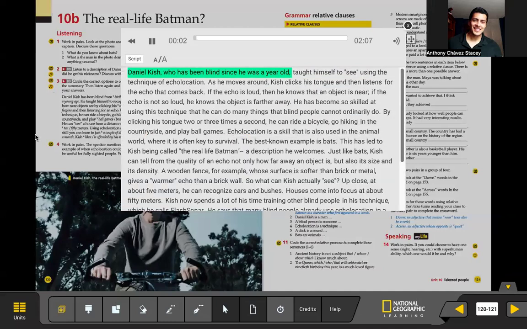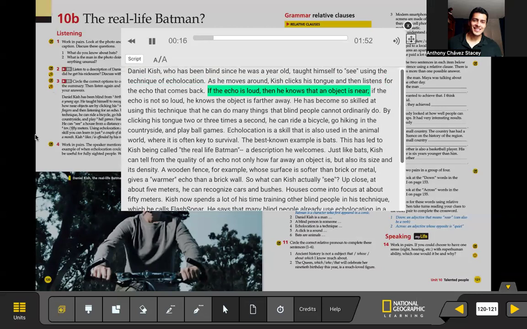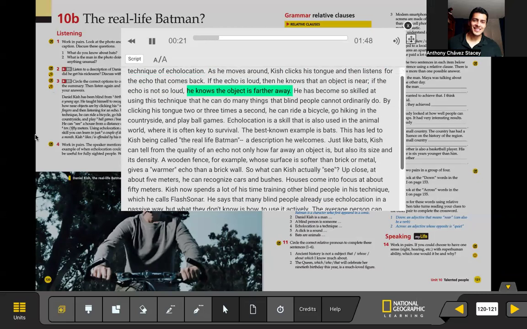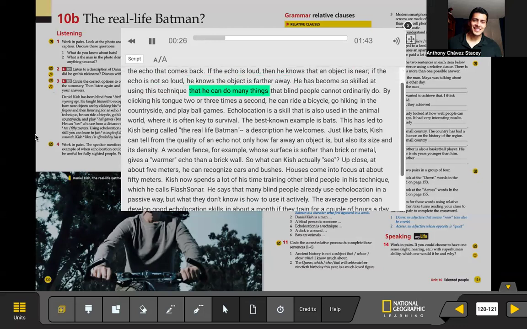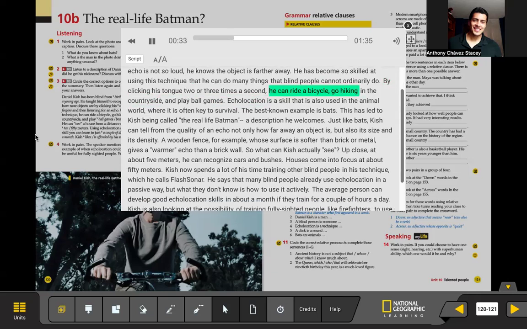Daniel Kish, who has been blind since he was a year old, taught himself to see using the technique of echolocation. As he moves around, Kish clicks his tongue and then listens for the echo that comes back. If the echo is loud, then he knows that an object is near. If the echo is not so loud, he knows the object is farther away. He has become so skilled at using this technique that he can do many things that blind people cannot ordinarily do. By clicking his tongue 2 or 3 times a second, he can ride a bicycle, go hiking in the countryside, and play ball games.